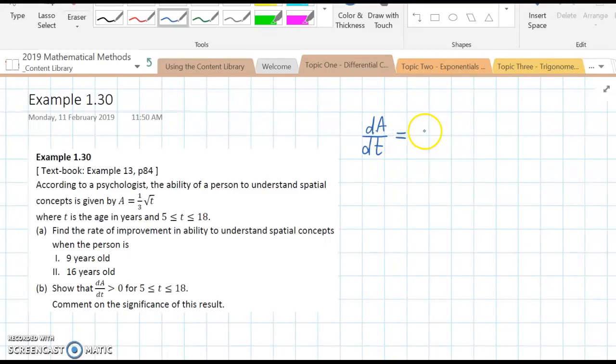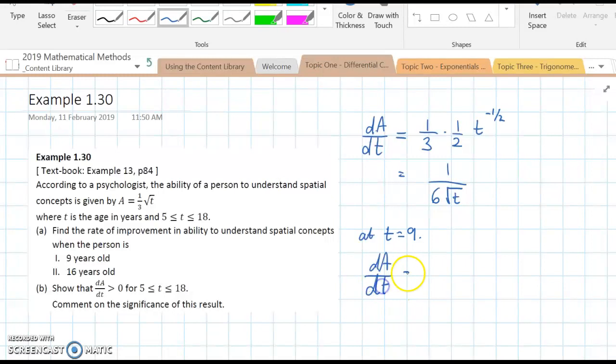So the function, which was 1/3 root t, becomes 1/3 times 1/2 t to the negative 1/2, which we can simplify to become 1/6 root t. When substituting a given value, this time t equals 9 years old, we can find the rate at which this person's spatial concepts are changing at 9 years old. So at t equals 9, we would have dA/dt being equal to 1/6 root 9, which is 3, so we get 1/18.